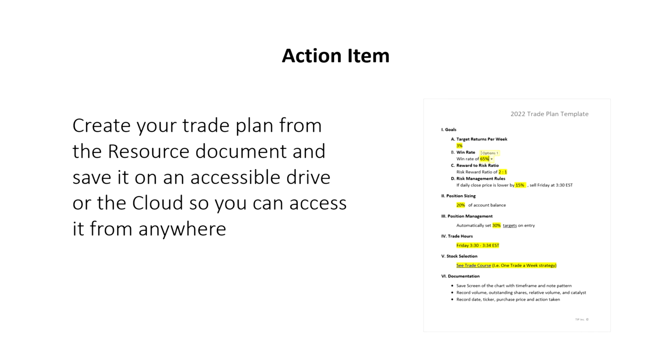So the action item here is to create your trade plan from the resource document and save it on an accessible drive or the cloud so you can access it from anywhere and you don't lose it forever, right? Oh, that's the worst when you put all this work into something and you don't save it on a drive or on the cloud and it's lost forever. Oh, you'll never get that time back. There's only 2 things that you never get back: words after they're spoken and time after it's lost, right?